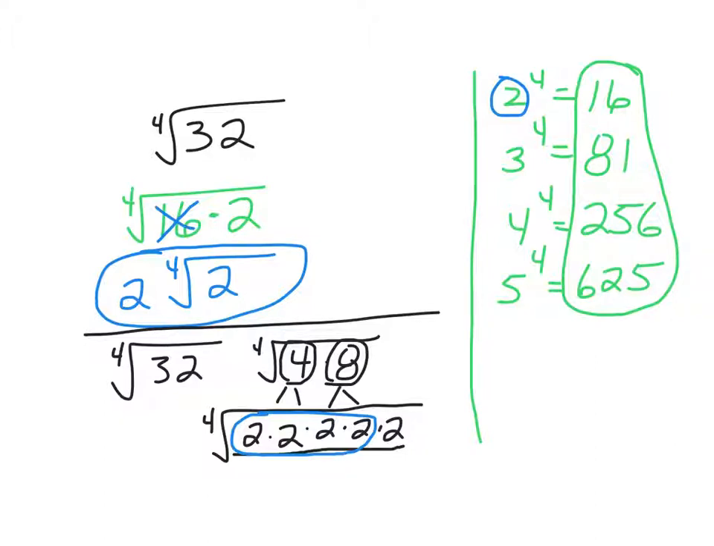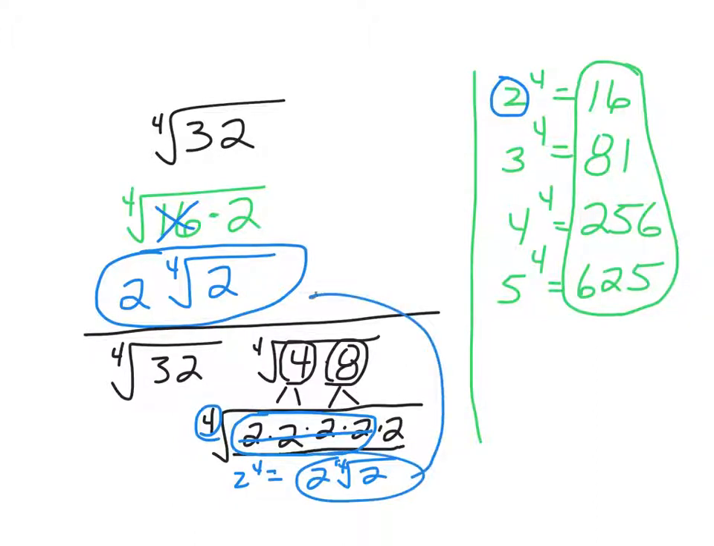And the fourth root of 2 to the fourth power is just equal to 2. So I can cross out all 4 of those 2's, and I'm going to get 2 times the fourth root of 2, which is the same answer I have up here. It was just a lot faster and easier since I came up with two numbers to equal 32, and one of them was a perfect fourth root.